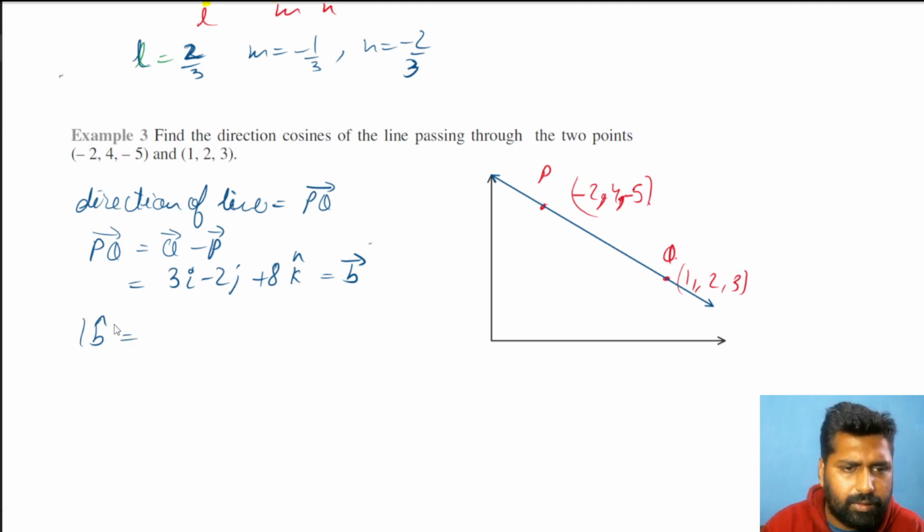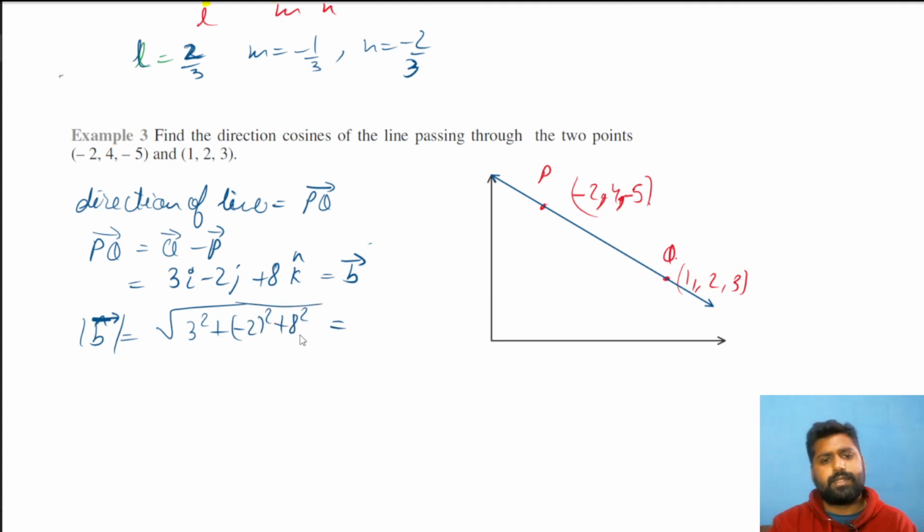Simple as that. Calculate first of all your magnitude of b. So that's square root of 3 square plus minus 2 square plus 8 square. 64 plus 4, 68. 68 plus 9. Weird value. 77. Anyway, let it be 77.